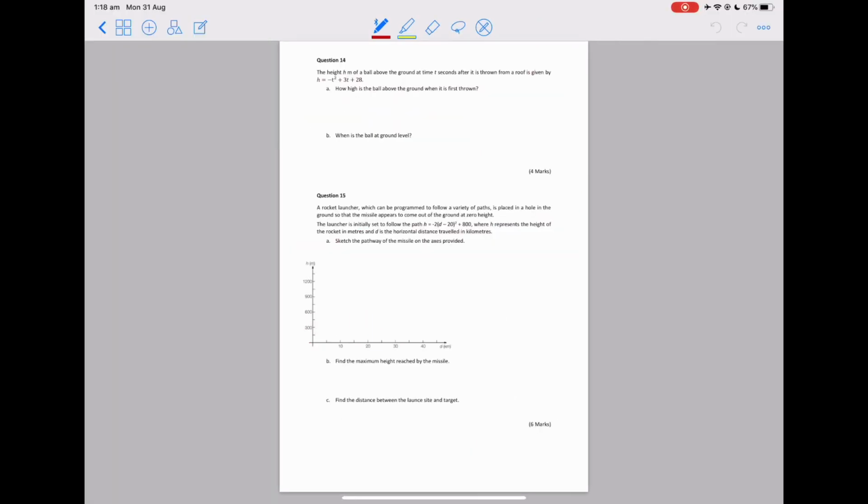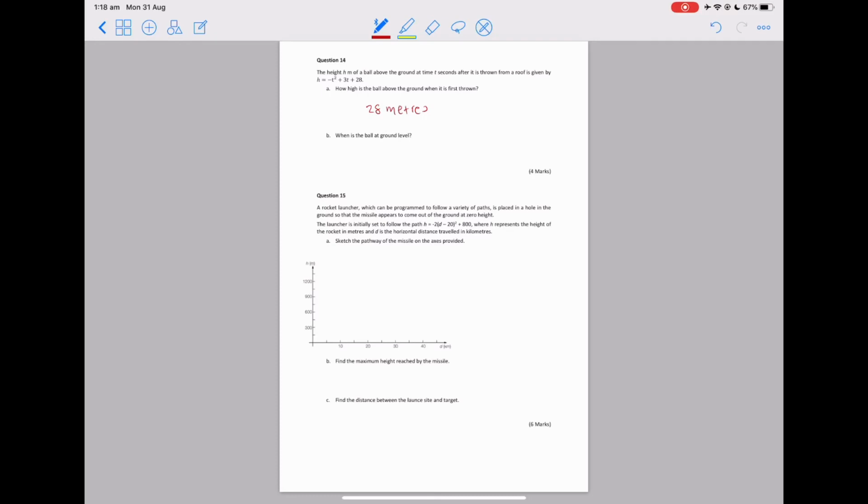For question 14, a very similar question. You've got another throwing projectile motion question. Part A wants you to find out how high the ball is above the ground when it's first thrown. So again, it's asking for the y-intercept. In this case, it's going to be 28, and this is also going to be meters because that's the unit provided. When is the ball at ground level?